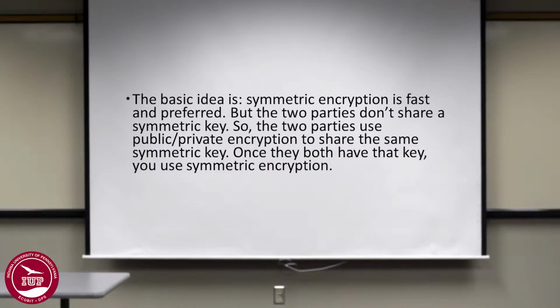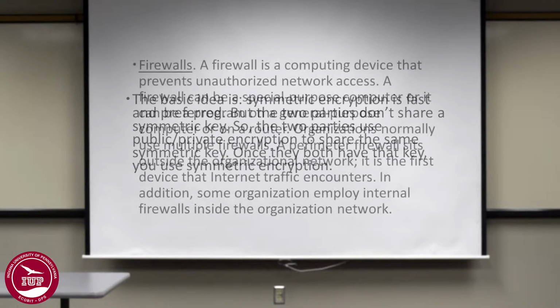The basic idea is that symmetric encryption is fast and preferred, but the two parties don't share a symmetric key. So, the two parties use public and private encryption to share the same symmetric key. Once they both have the key, they use symmetric encryption.